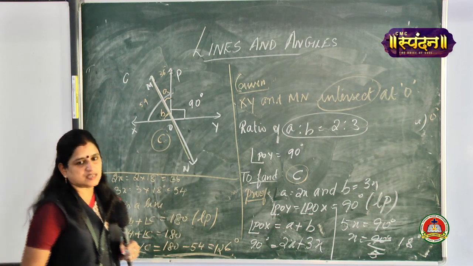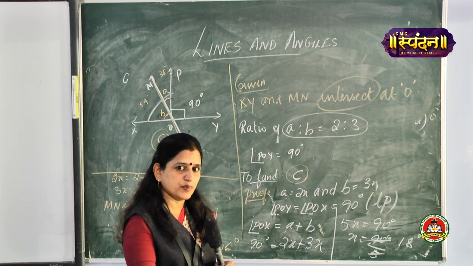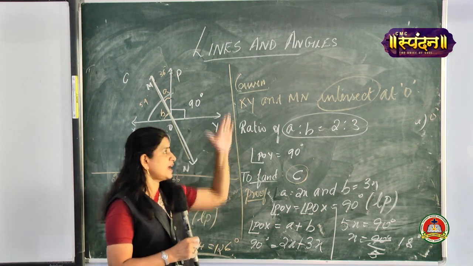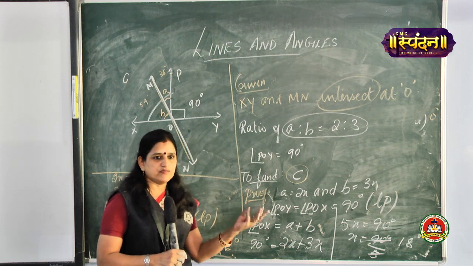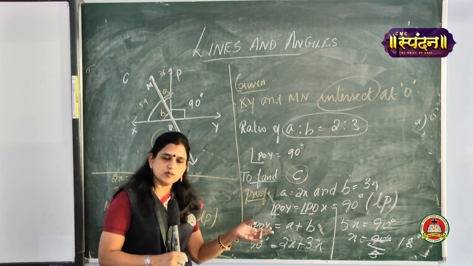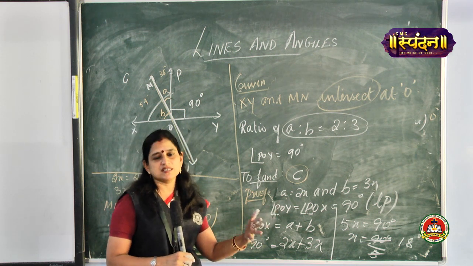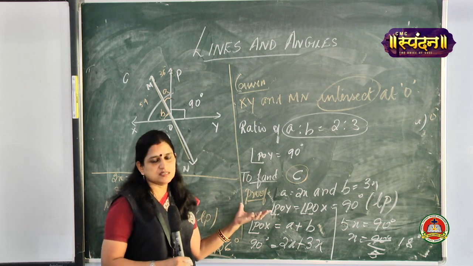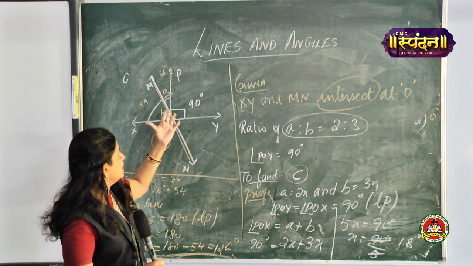So in this exercise, in the first two sums, we are using vertically opposite and linear pair property. If vertically opposite is not given, then use the linear pair property. Line wise you go, then you will be able to do the sums easily. First you try for vertically opposite. If you are not able to find out any angle, then move on to the next property, that is linear pair. So if you move line wise, then it will be very easy to find out the angles.